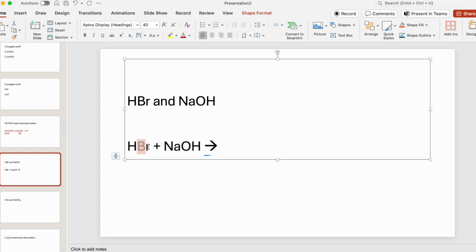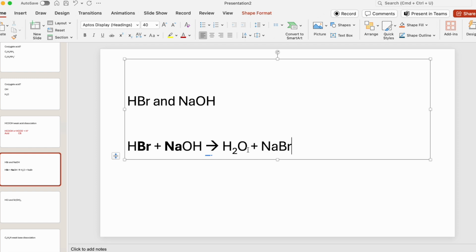So what's going to happen here? Well, the Br here is going to pair up with the Na here. So I'm going to bold these two things. There you go. Double replacement. So H and OH make water, so that's my first product. And then I get NaBr.